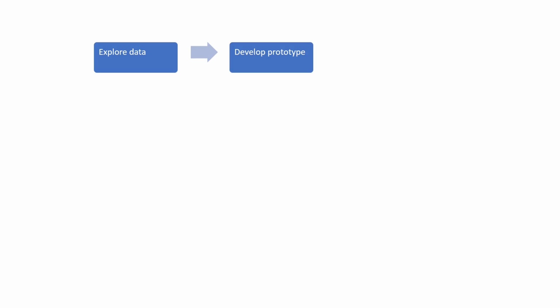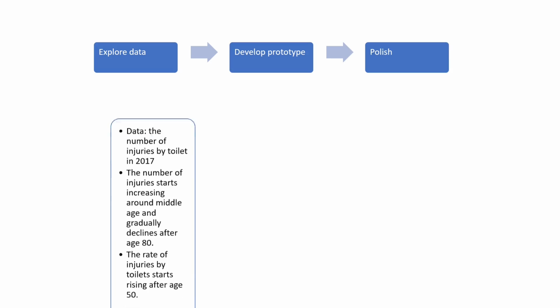The next step is develop prototype. So this is where you start building a Shiny app, but here you're going to start very, very, very simple. That is the important part, as simple as possible, right? And then once you have the prototype, then you try to polish. So once you have a functioning prototype that works, you want to polish it, right?